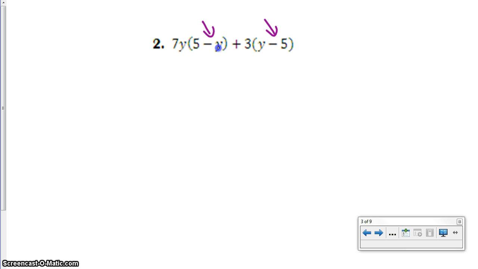Oh, wait. Multiplication property of negative 1. Any quantity multiplied by negative 1 becomes the additive inverse. Oh, additive inverse of this, additive inverse of this. Hey, you know what I can do here? I can keep this 7y, and I can factor out a negative 1 and make each of these the additive inverse.